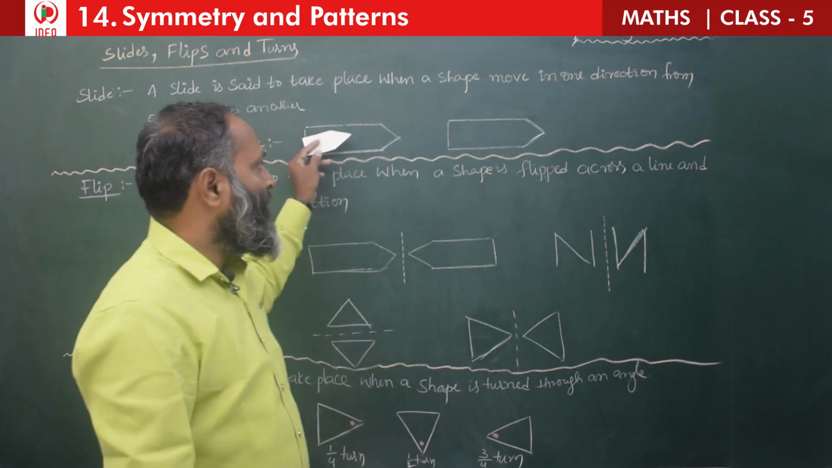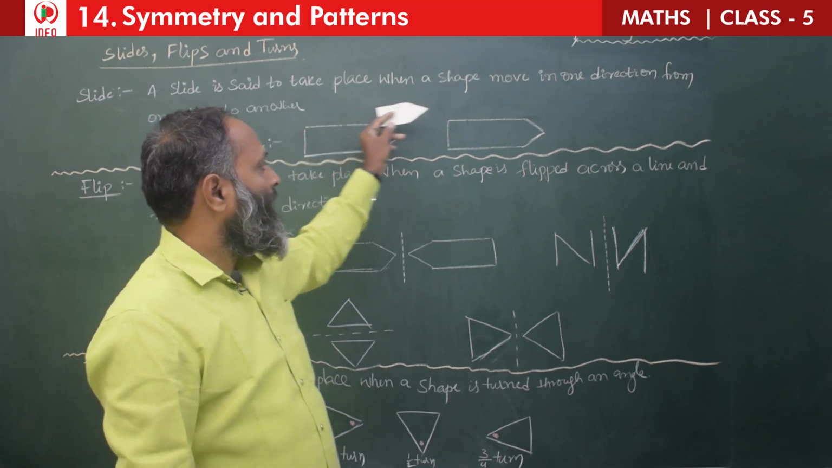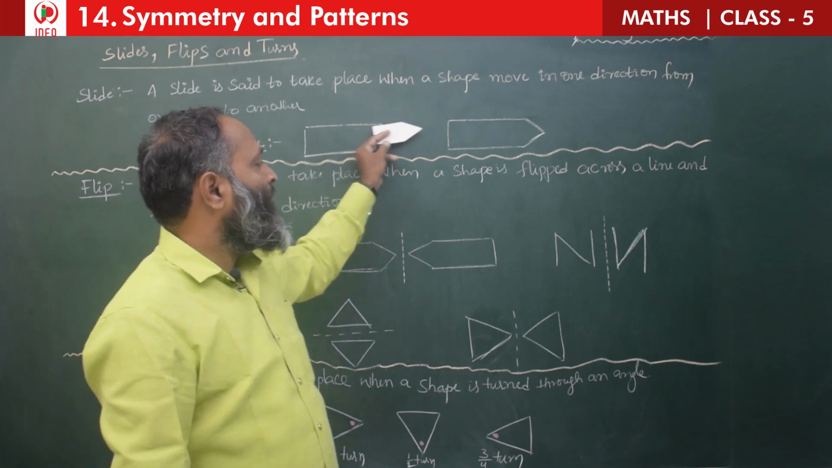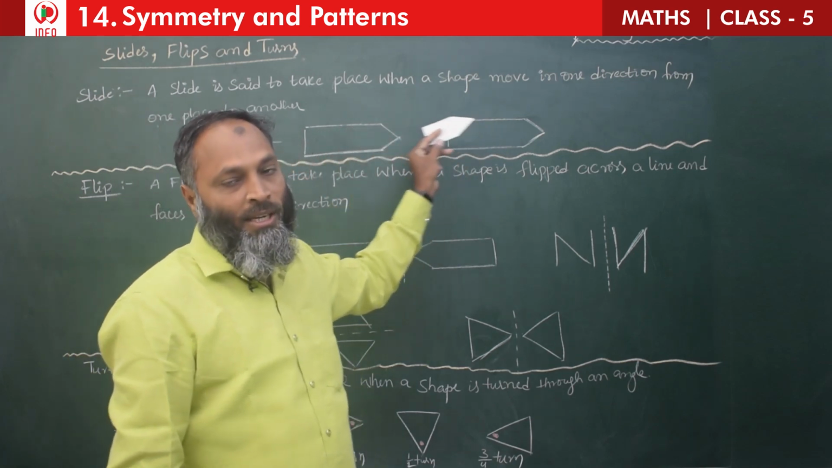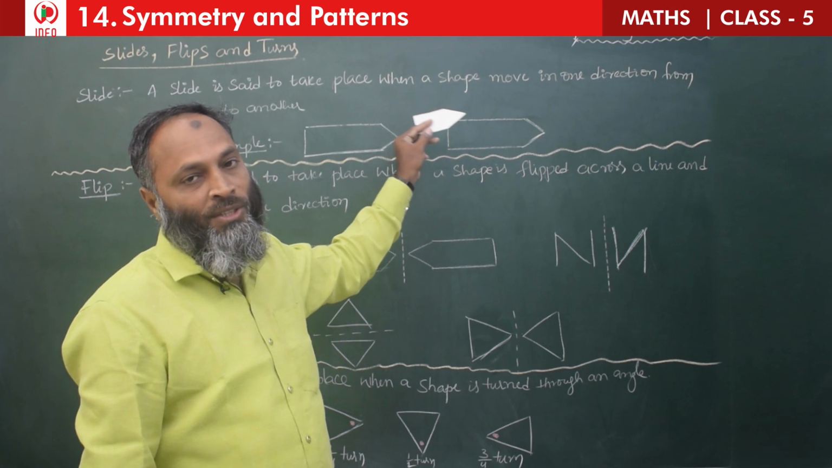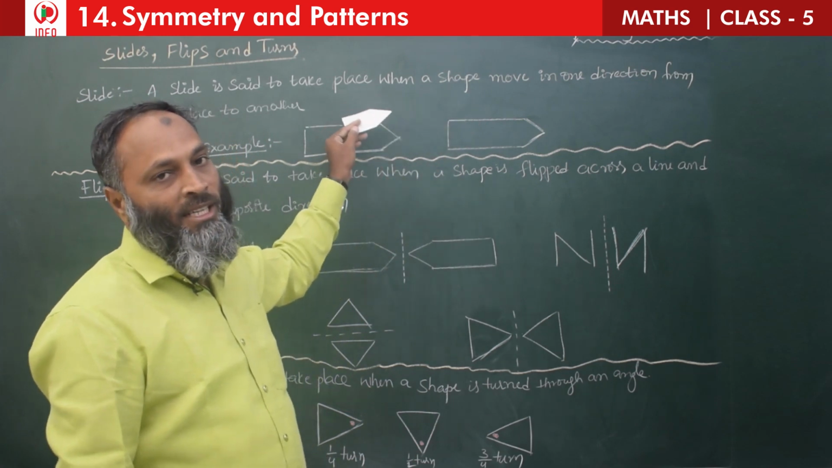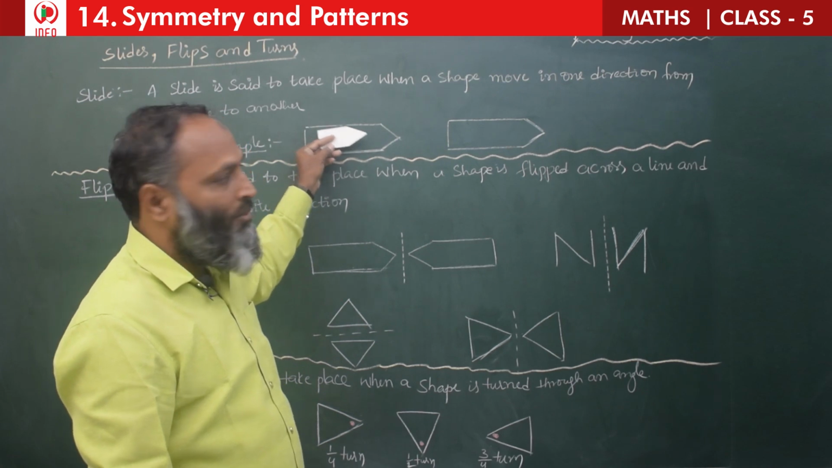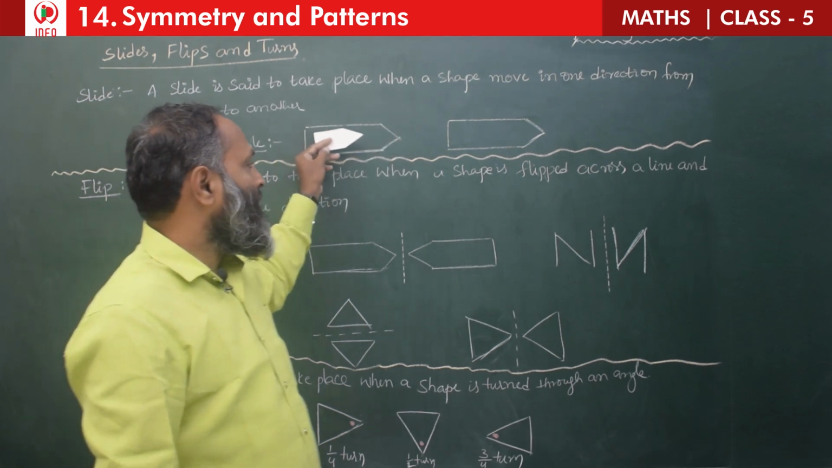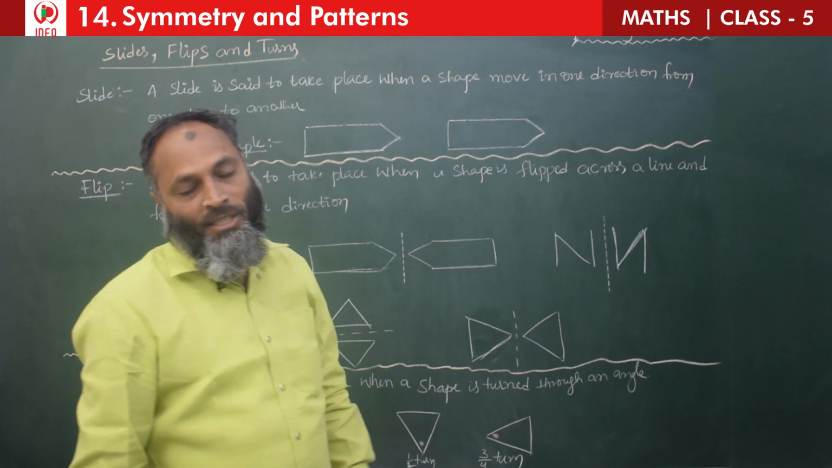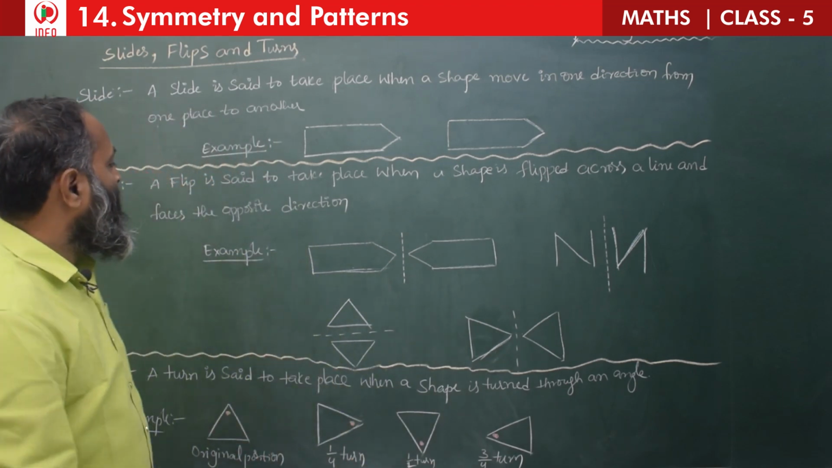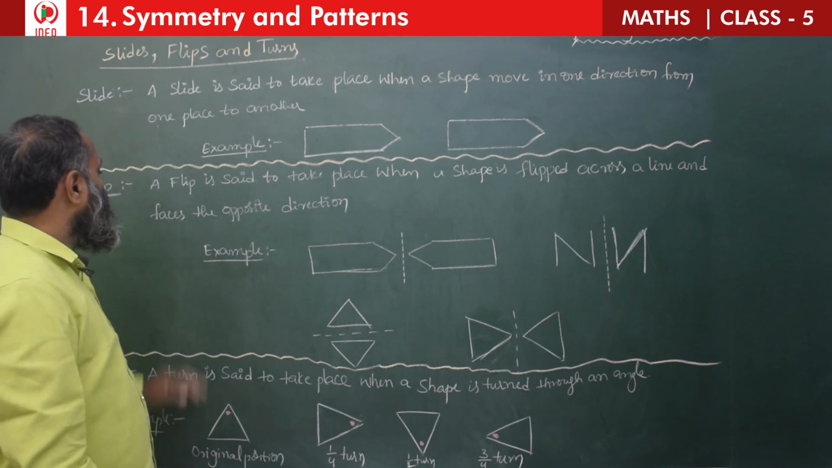It moves from one place to another place in one direction. It slides from one place to another. So if it slides, the object's shape will never change, and the position will change from one place to another place. Okay, so this is about slide. Now after that, flip.